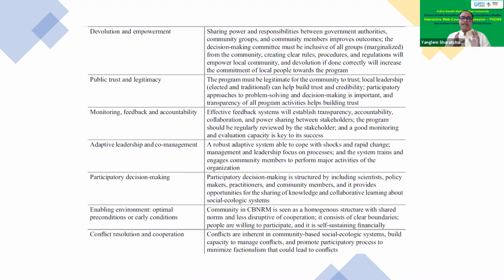Adaptive leadership and co-management is very much important, because if we are not able to implement that successfully, then, as I told you, conflict happens in the process. So we have to follow adaptive leadership and co-management practice, otherwise conflict always happens. Then participatory decision making. When we talk about community-based natural resource management and community-based participation, participatory decision making should take place. This principle should be followed. These are some of the principles.